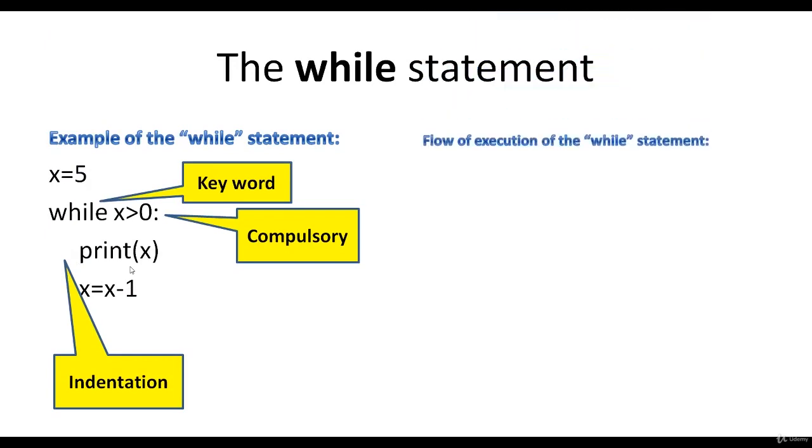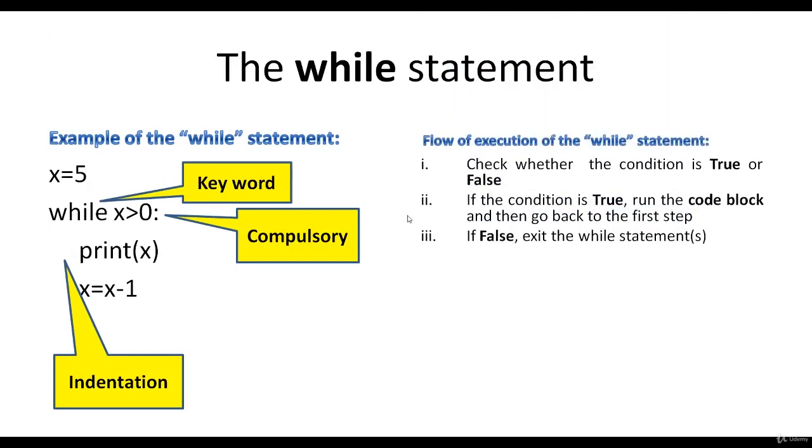The flow of execution of the while statement: in the first step it checks whether the condition is true or false. If the condition is true, then the code block will be run, and then the program will go back to the first step to check once again whether the condition is true. If the condition is false, it will exit the while statement and execute whatever statement is after that.